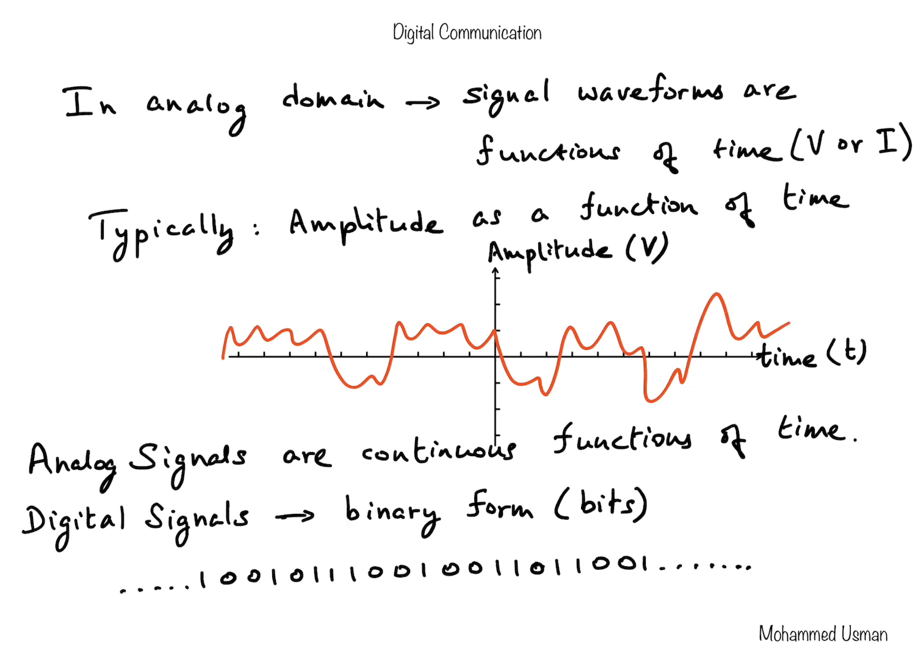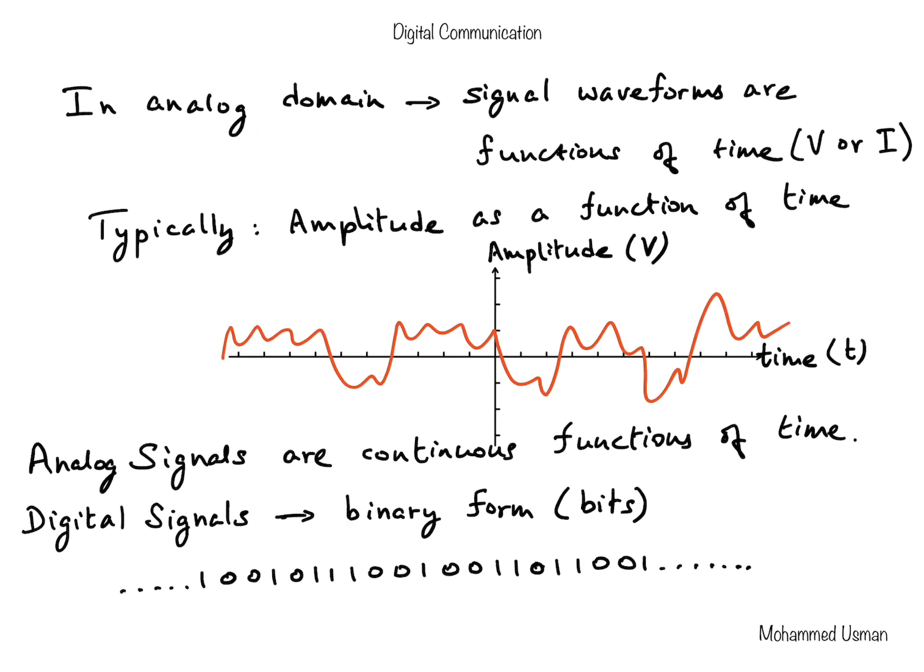So we'll discuss why we should go digital, and we will also look at what the costs associated with doing so are. And in the end, you will see that obviously the benefits or advantages of going digital far outweigh the associated costs. So to begin with, let's see what an analog signal looks like.